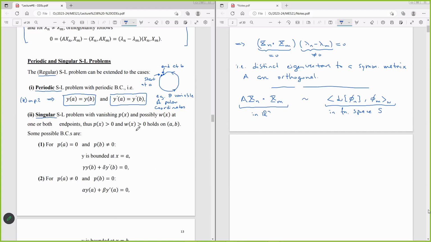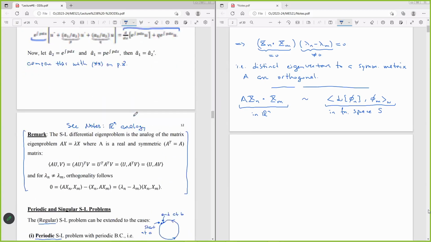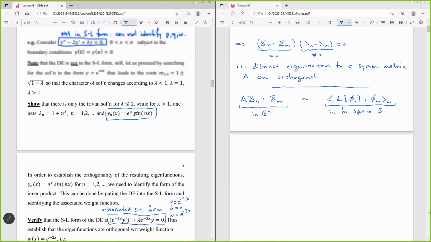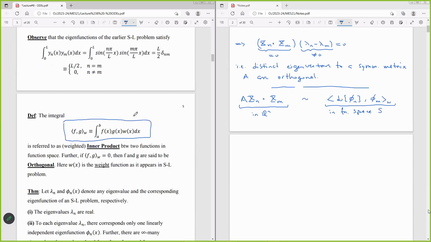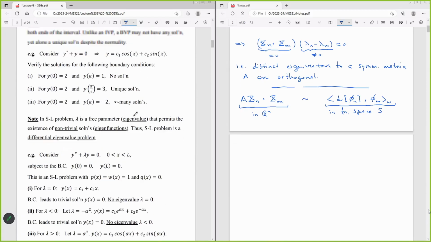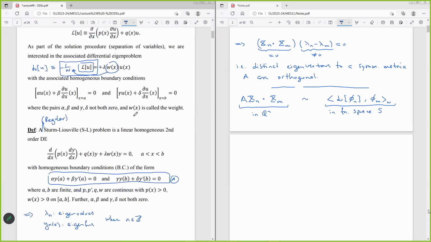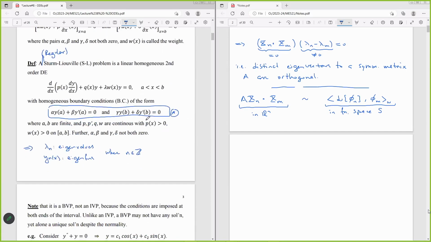Okay, and there is another one, which is the singular. Now, singular means this. P, remember P. If you go to the regular case again, quickly, you see we had a condition there. I hope I put it down. Yes, here we go. You see this? What makes the problem regular?